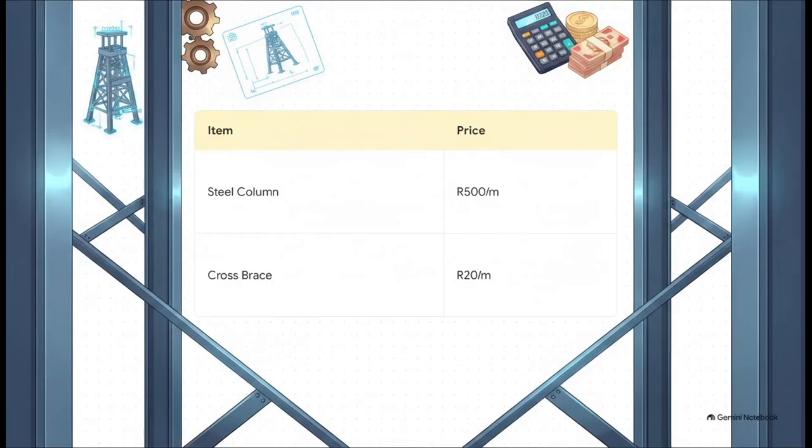So the key here is to take your specific lengths and multiply them by the exact prices given in your PAT memo. Steel columns, those are R500 per meter. And the steel for your cross braces, that's R20 per meter. So you'll need to figure out the total length of the steel columns for your head frame's legs and multiply that by R500. Then do the same for the cross braces. Find the total length of steel needed there and multiply it by R20.